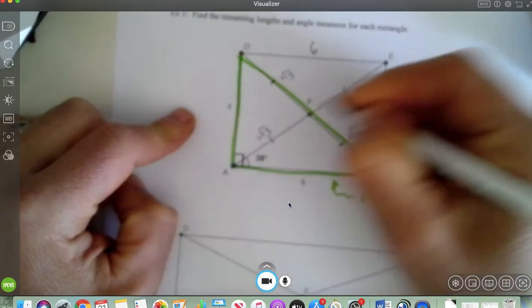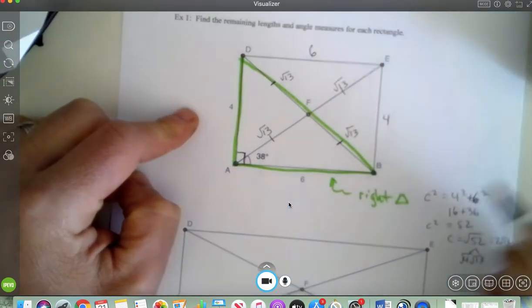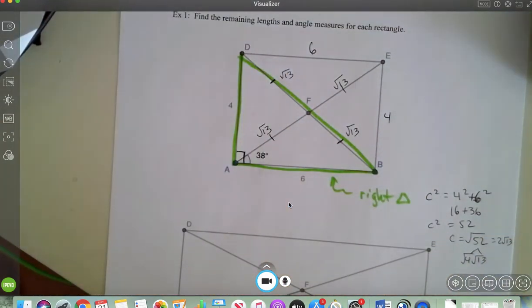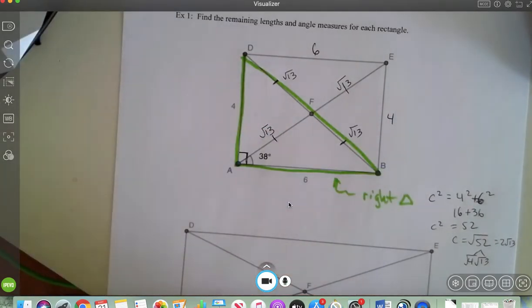Okay? So the whole thing is 2 root 13 when put all together there. You're going to have to use the Pythagorean theorem every time you have a rectangle, right? Always look for that. Get that highlighter out, highlight that right triangle, and find that measurement. Okay, almost done here. All right, now we've got to get angles.